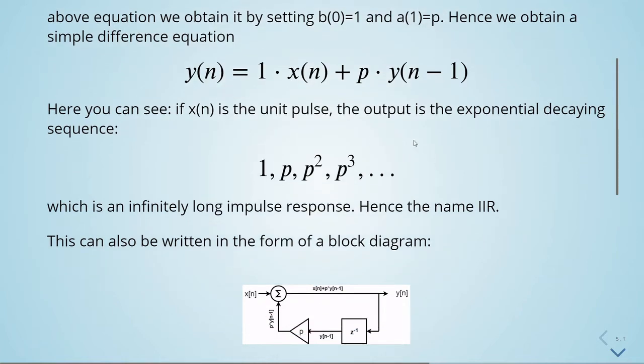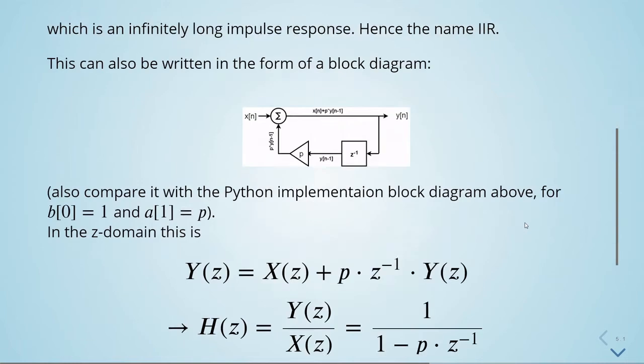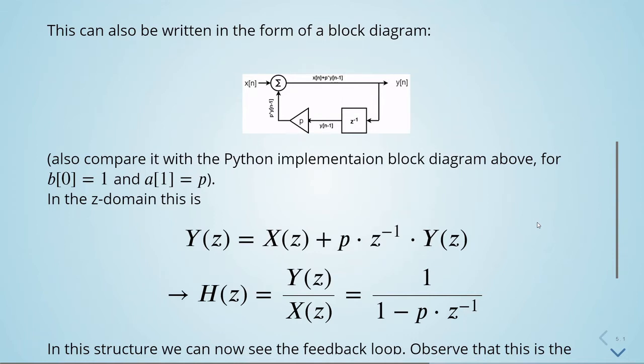We can also see this equation in the form of a block diagram. So we have our input and we have our output. There is a delay by one sample, so here we have y of n minus 1, and we multiply with a1, which is equal to p. Then here we have p times y of n minus 1, so we have this part here, this addition, and this is our output. You can also compare with the Python implementation block diagram for the case that p0 is equal to 1 and a1 is equal to p.